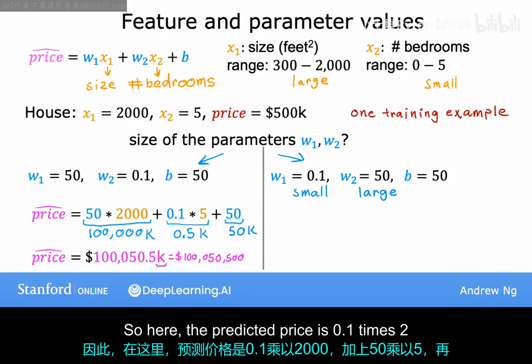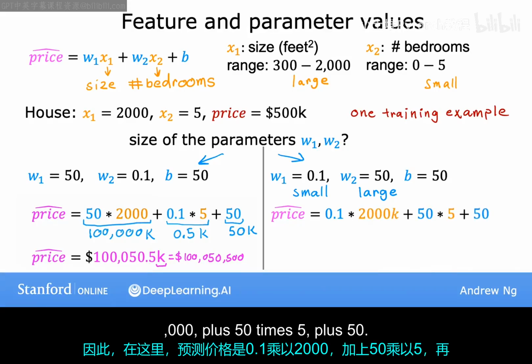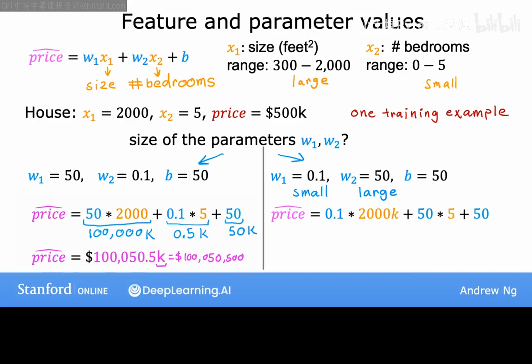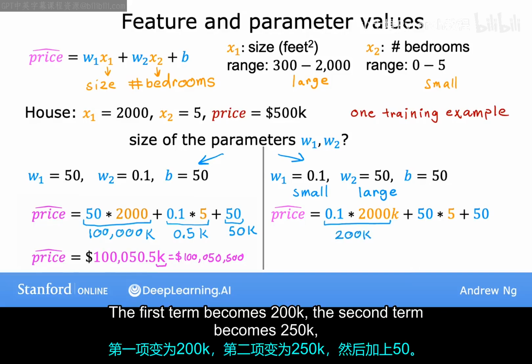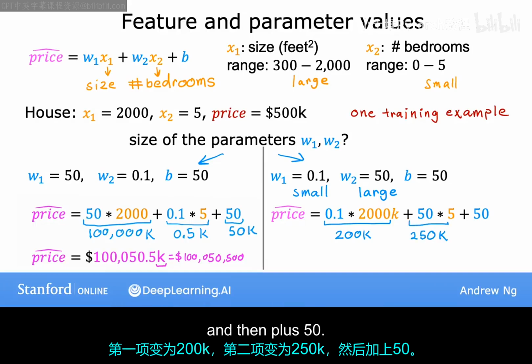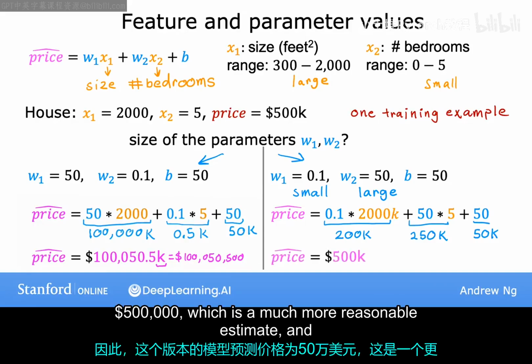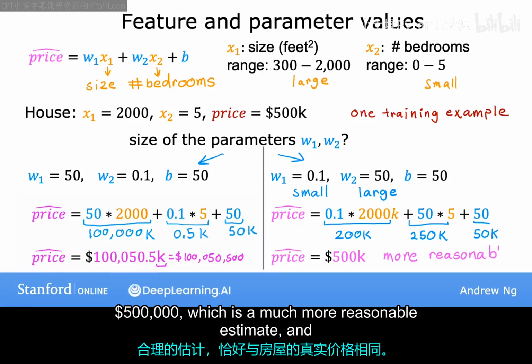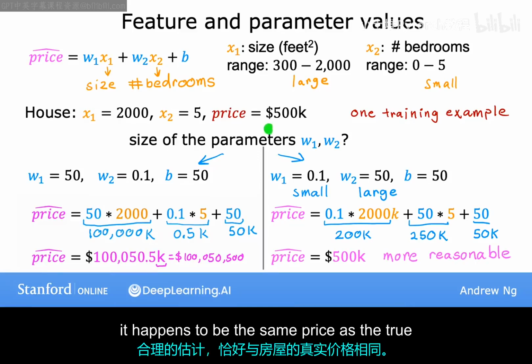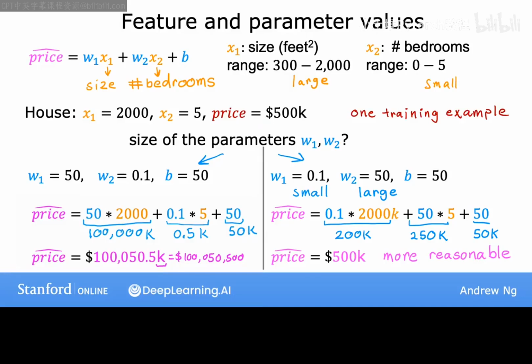So here, the predicted price is 0.1 times 2,000 plus 50 times 5 plus 50. The first term becomes 200K, the second term becomes 250K, and then plus 50. So this version of the model predicts a price of $500,000, which is a much more reasonable estimate, and it happens to be the same price as the true price of the house.